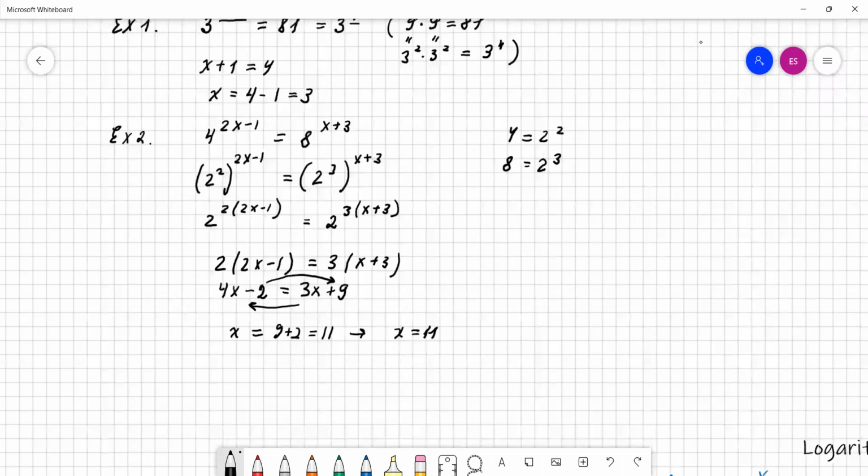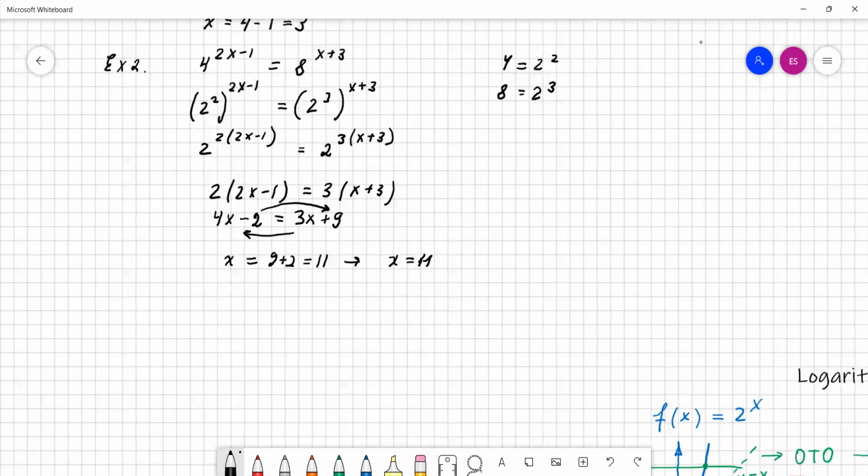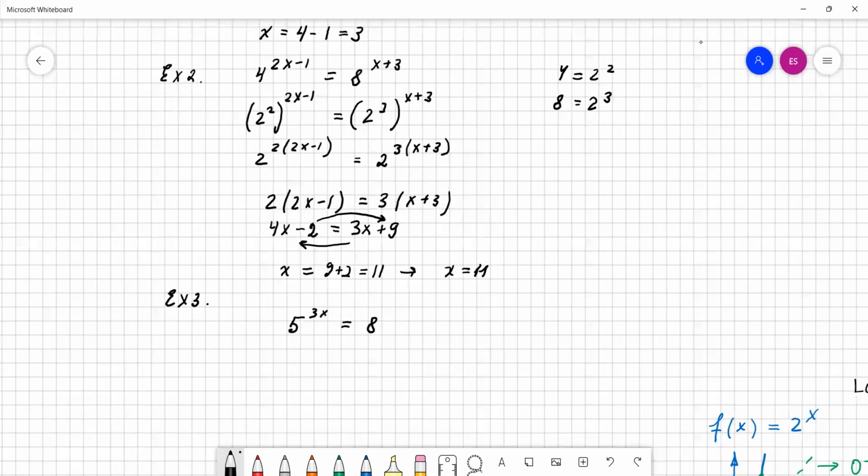Okay. Now, guys, sometimes, unfortunately, the numbers are not going to be powers of each other. Something like this can happen. Example number 3. We can have 5 to the power of 3x equals 8, for example. And you really don't know, because neither 8 nor 5 are powers of each other.